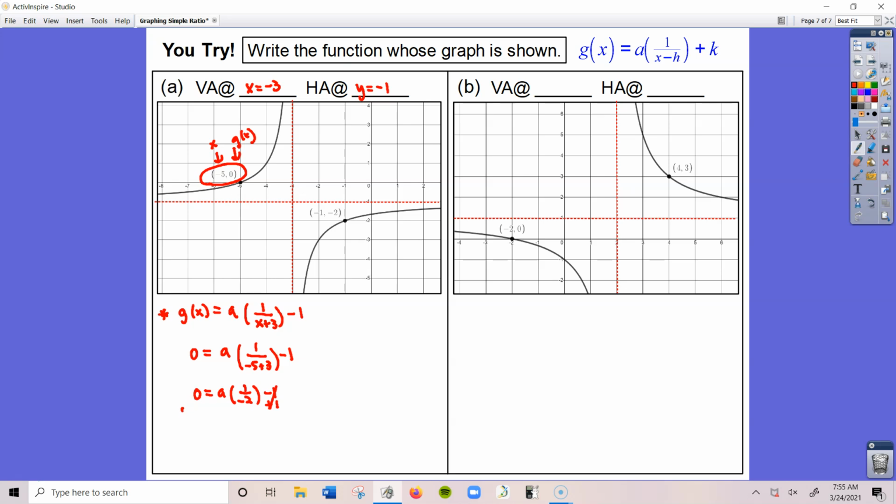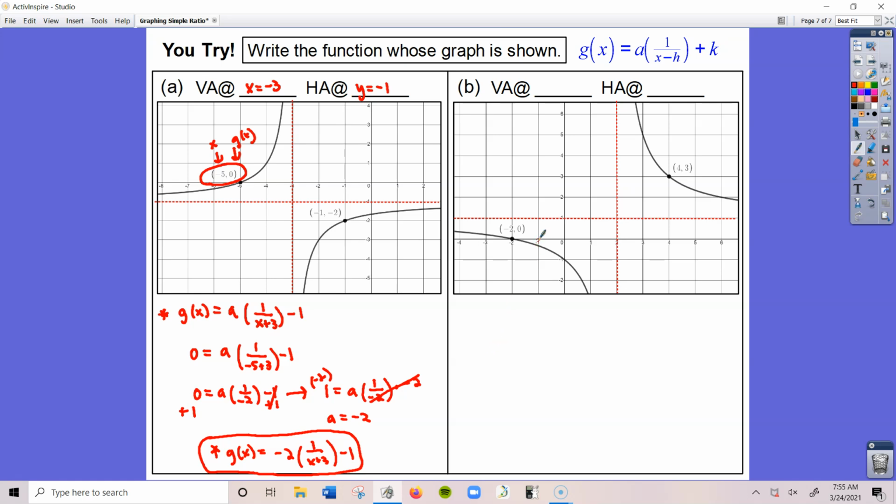Add the 1 to both sides. We get 1 is equal to a times 1 over negative 2. To cancel this out, we're going to multiply by the denominator, which is negative 2. And we get that a is equal to negative 2. So my equation would be g of x is equal to negative 2 parentheses 1 over x plus 3 minus 1. And this would be my answer.